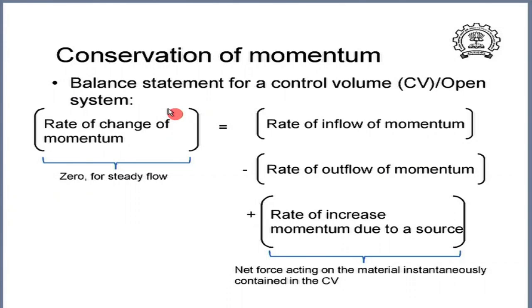People in thermodynamics prefer to say open system, and people in fluid mechanics prefer to call it control volume. And what I have written on the slide here is what we call a balance statement for linear momentum. Again, exactly in a manner similar to the balance statement that was written for mass and energy contained within the open system, the rate of change of momentum contained within the open system or the control volume is simply equal to the rate of inflow of momentum minus the rate of outflow of momentum, as you can see on the right hand side, plus the rate of increase of momentum if there is a source of momentum involved.